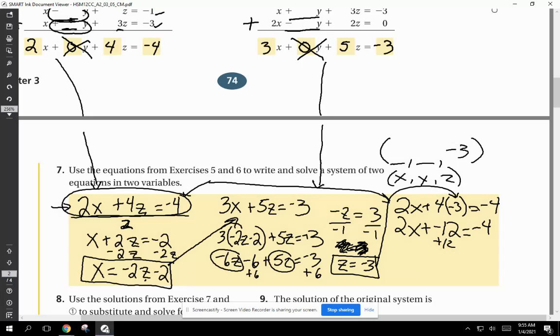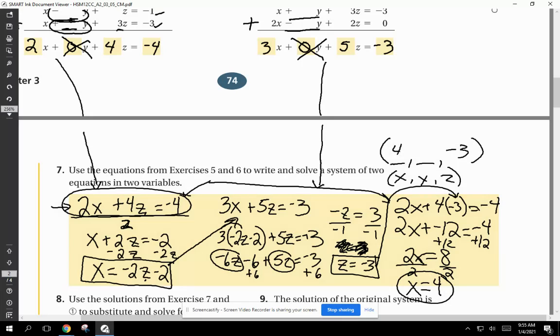Add 12 to each side. 2x equals negative 4 plus 12 is 8. We're going to divide by 2. You get x by himself. X now equals 8 divided by 2 is 4.